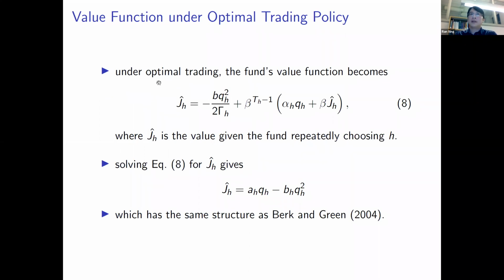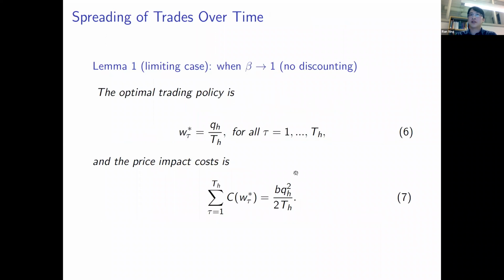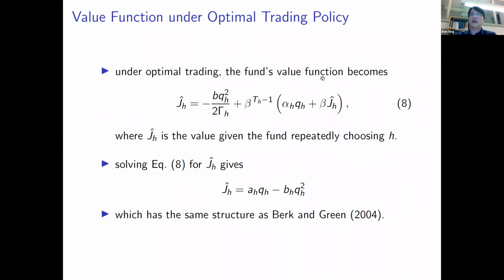And then under the optimal trading policy, we substitute the expression of the trading cost into the value function and get the following expression, assuming that the fund is repeatedly choosing the same investment opportunity. In the paper, we have proved that under our assumptions, if a fund chooses a short-term opportunity from the start, they will continue to choose a short-term opportunity. And if a fund chooses the long-term opportunity, they will continue to choose a long-term opportunity.